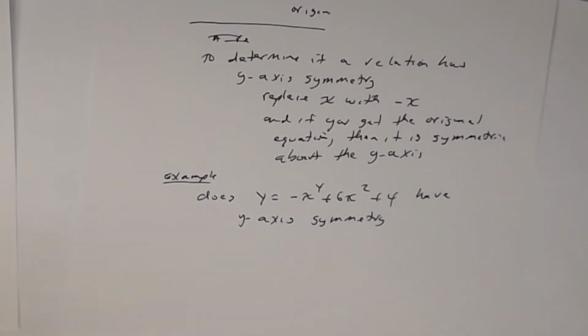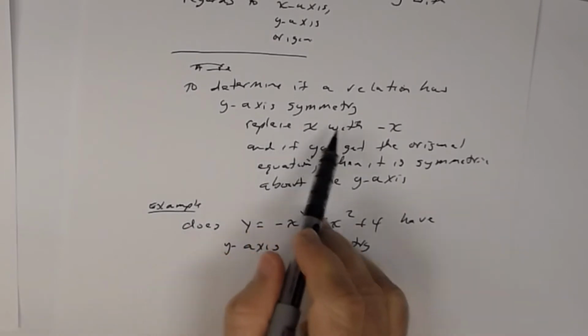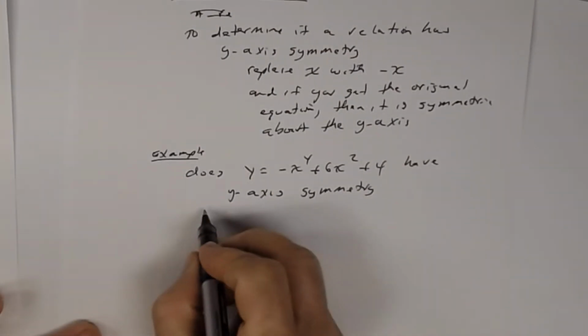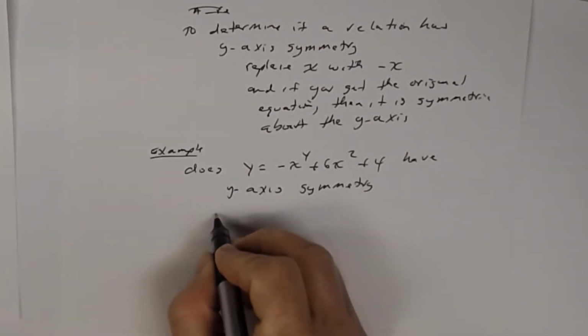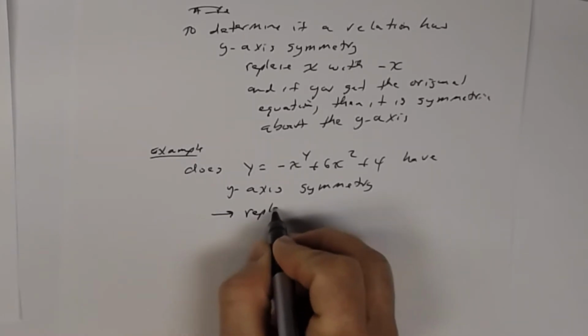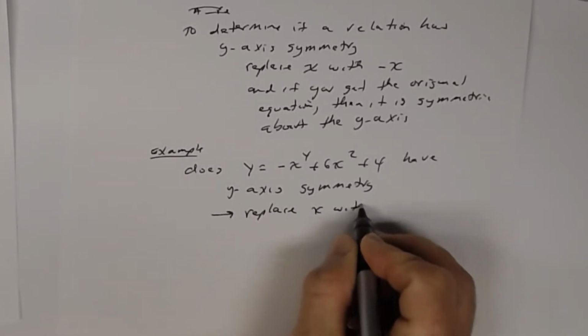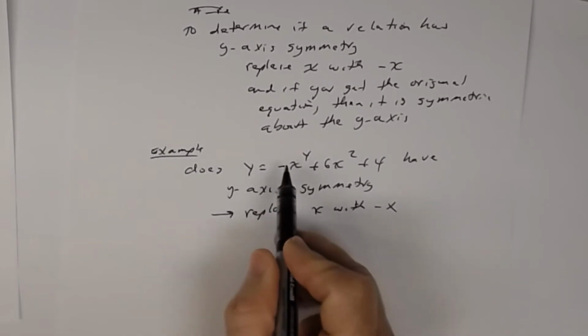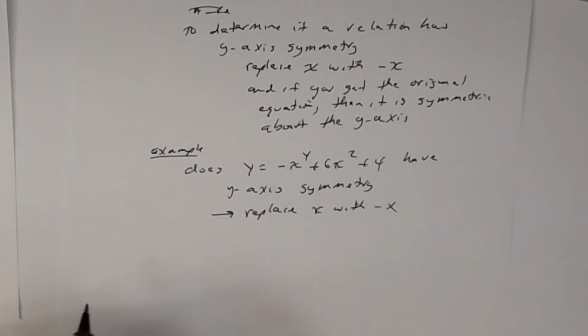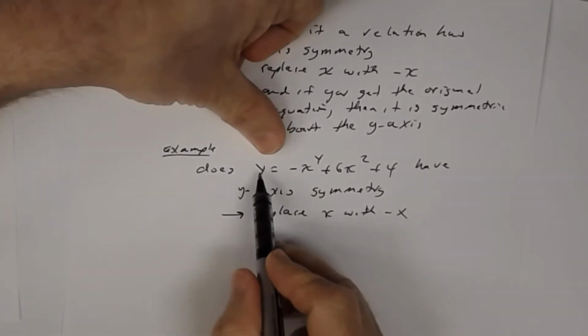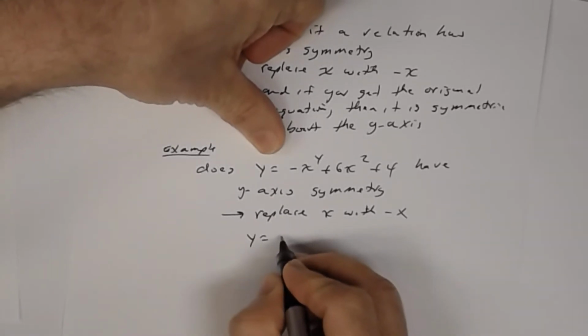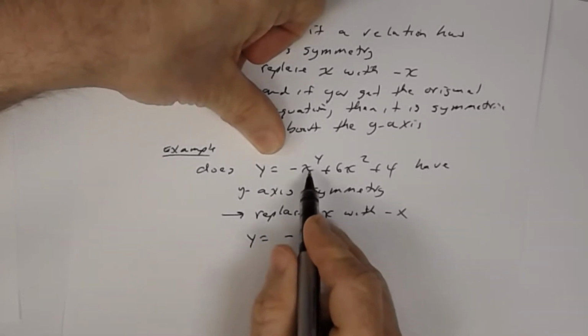Well, remember, if you're talking about y-axis symmetry, you have to replace x with negative x. So wherever you see the variable x, you're going to substitute negative x. All right, so here's what you're going to say. You're going to say y equals the opposite of x. Now remember x, right?